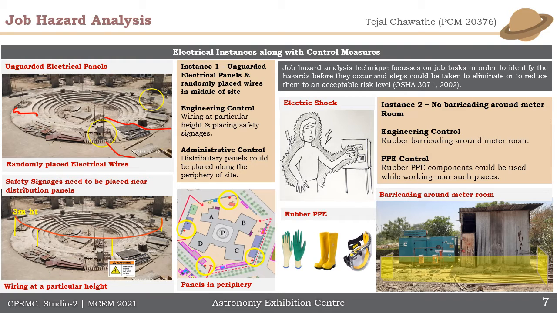There was also a hazard where there was no barricading around the meter room on site, and this needs to be done. And also PPE control needs to be taken with the help of using rubber PPE kit.